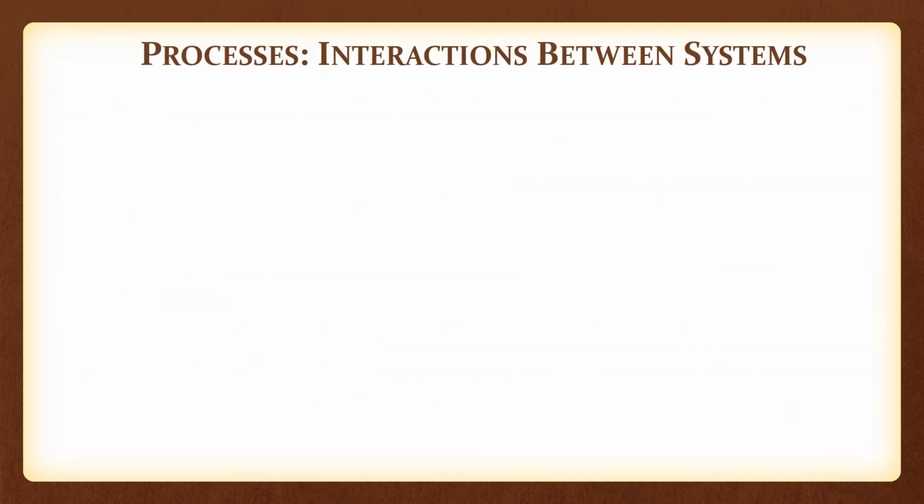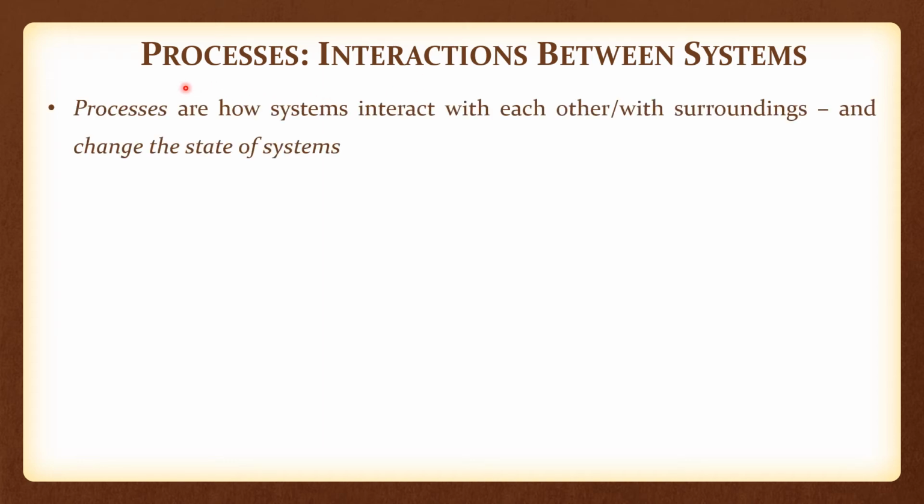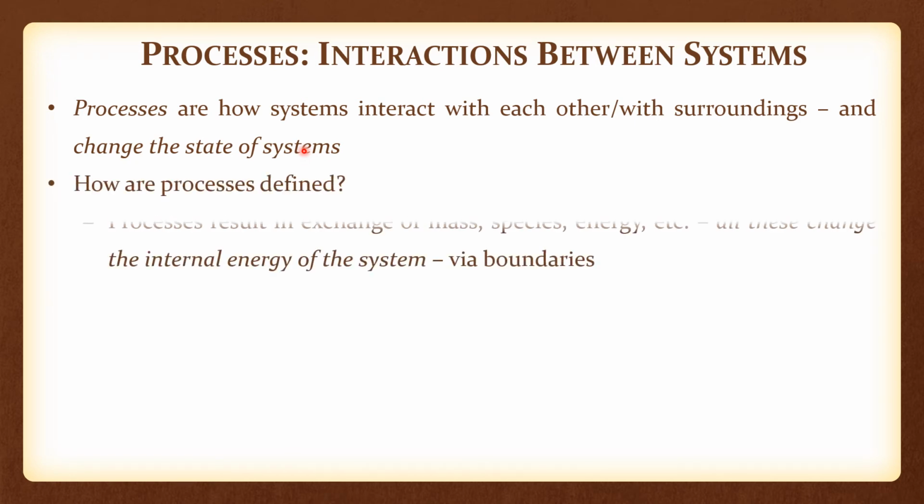Now we have some idea of how to define states of systems. Now we are looking at what sort of interactions take place between systems, and between system and surroundings. These interactions are defined by processes. Processes are how systems interact with each other or with surroundings, and therefore processes end up changing the state of systems. How are processes defined?